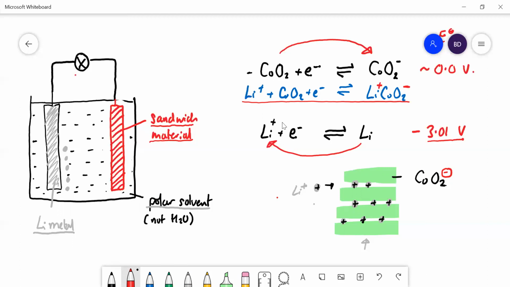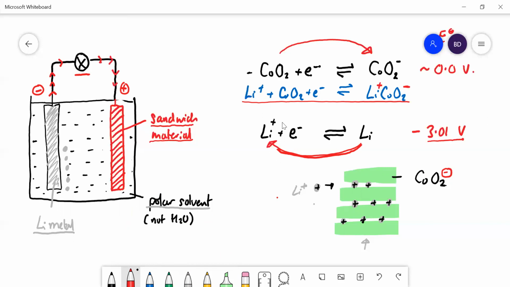I've got a load in there, so this is your mobile phone or whatever. And which way are the electrons going to go? Well, this one's going backwards, so the electrons are leaving the lithium electrode. So the electrons are going to go this way around. This is the negative electrode, and this is the positive electrode. The electrons are going to go that way around.